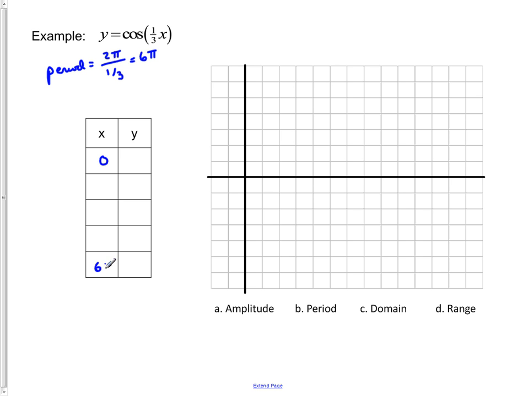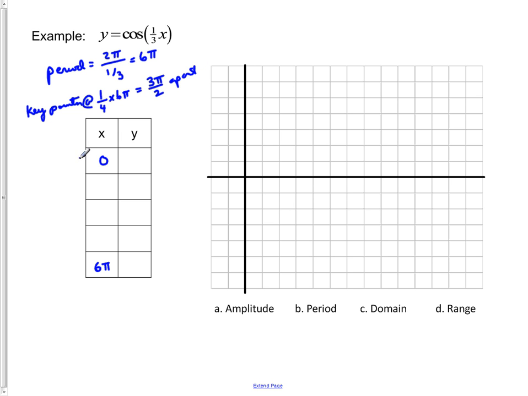We're going to end one full cycle at 6 pi. And we need 5 total key points, each of them 1/4 of the period apart. So key points are found by taking 1/4 times the period, 6 pi. So 6 pi times 1/4, that's 6 over 4. That's 3 pi over 2 apart.